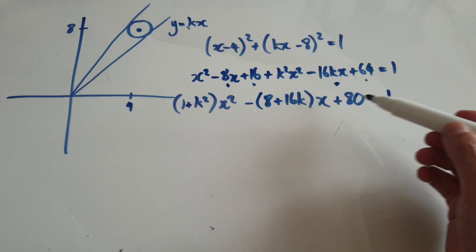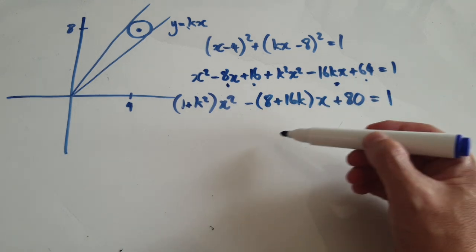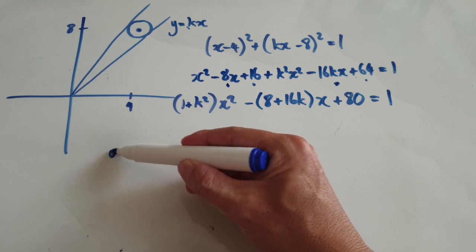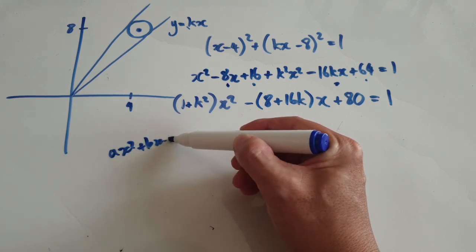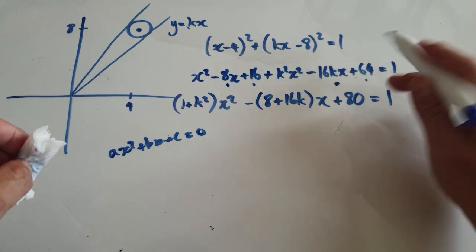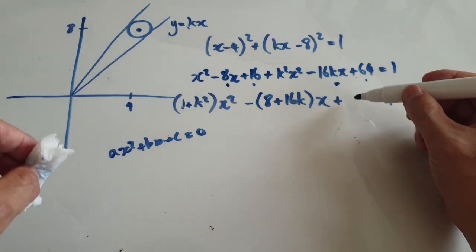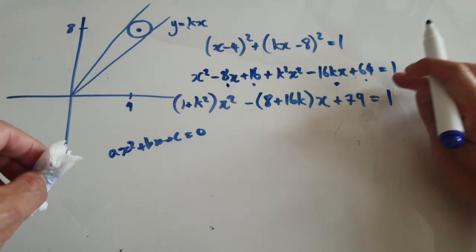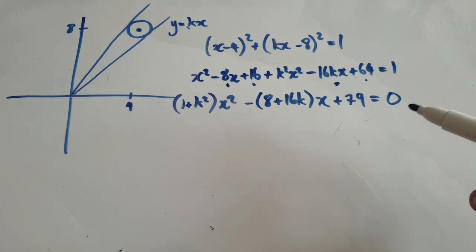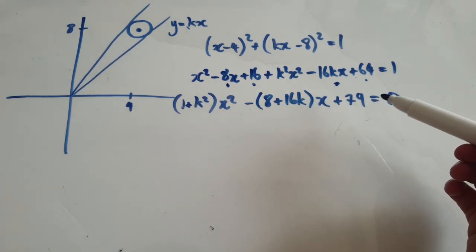So now to solve a quadratic equation, you want to get it equal to 0. You want to get it in the form of ax squared plus bx plus c equals 0. So take away 1 from both sides. That would be 79 equals 0. So now we just have to try and solve this quadratic equation.